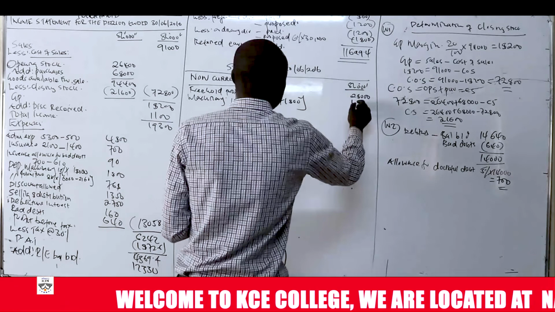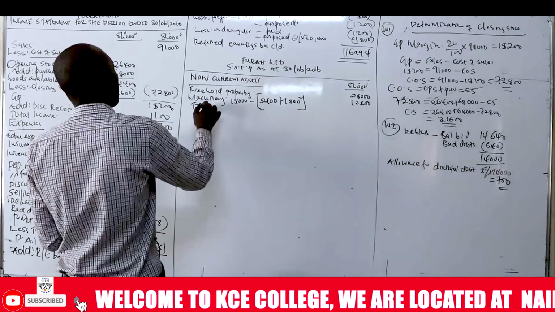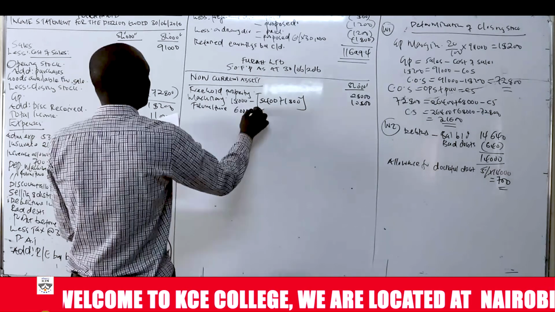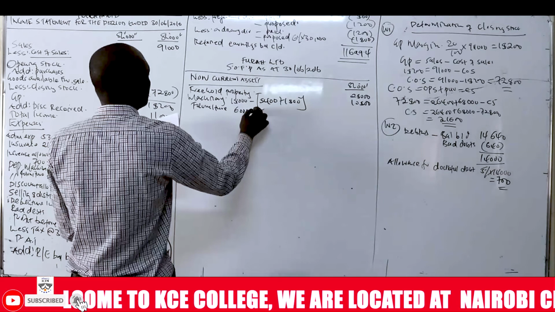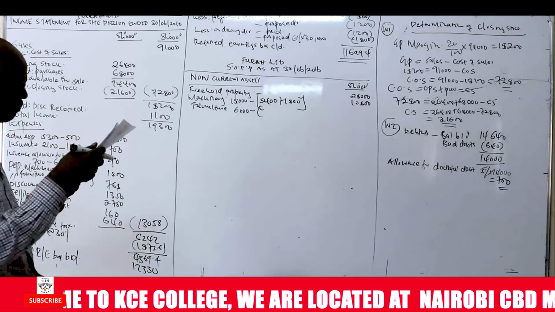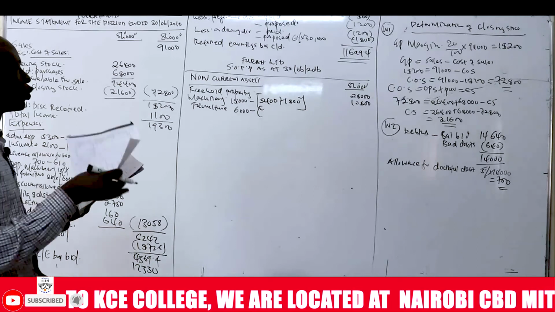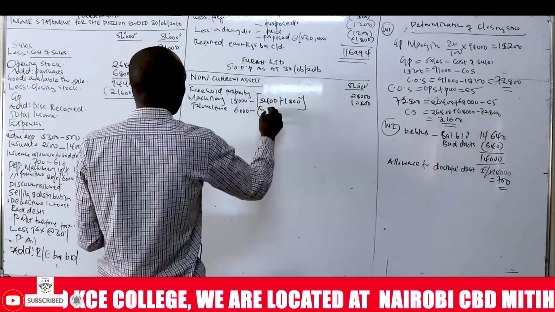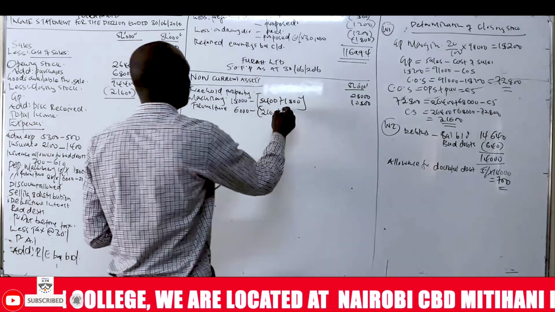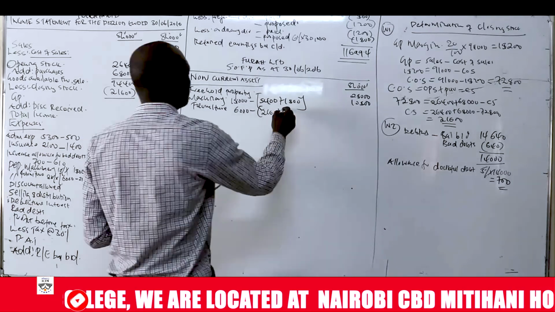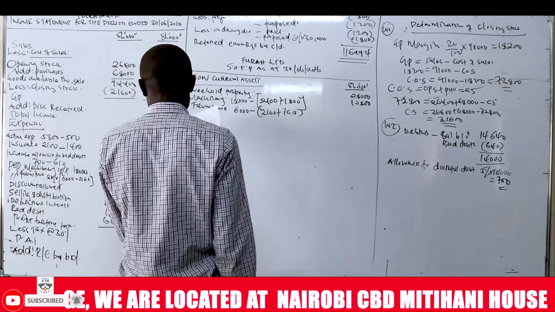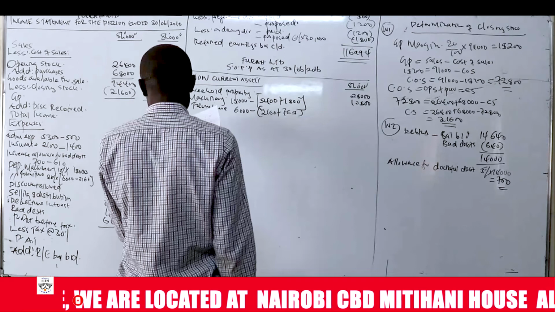We have furniture. Furniture, the total cost is how much? 6,000. And then the accumulated depreciation is how much? For furniture? 2160, isn't it? So 2160 plus 768, isn't it? Which becomes now how much? 3072. I hope you are following. Those are the only non-current assets we have in this question.